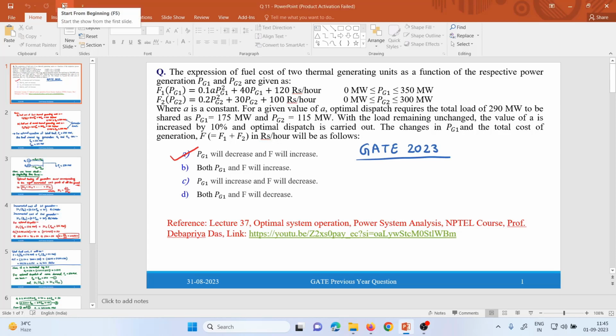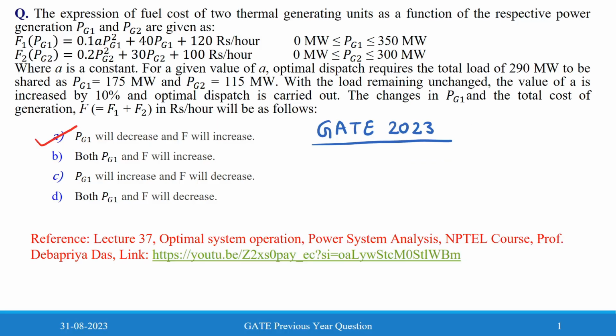This problem is from GATE 2023. It is asked from economic load dispatch in power systems. The question states that the expressions of fuel cost of two thermal generating units, as a function of the respective power generation Pg1 and Pg2, are given as follows.